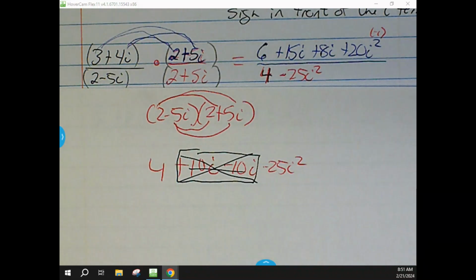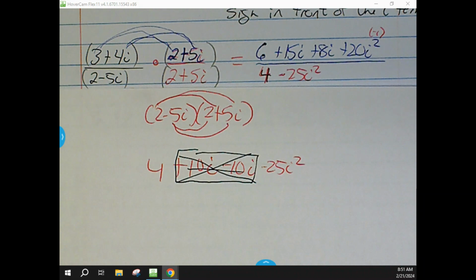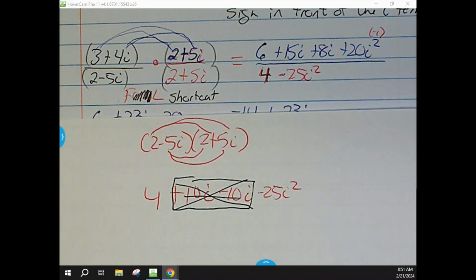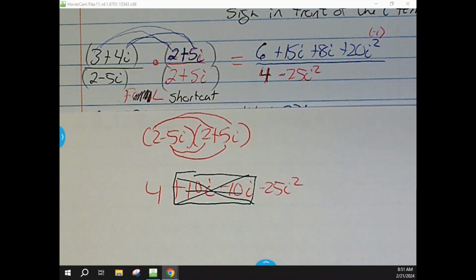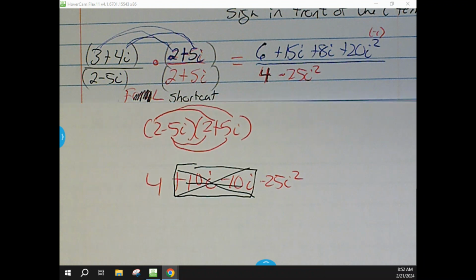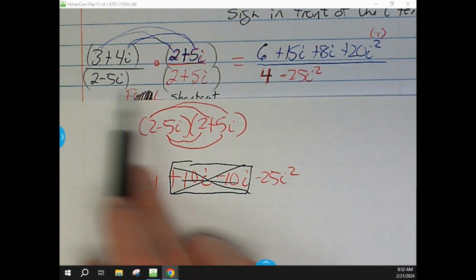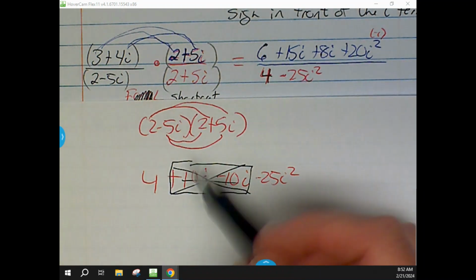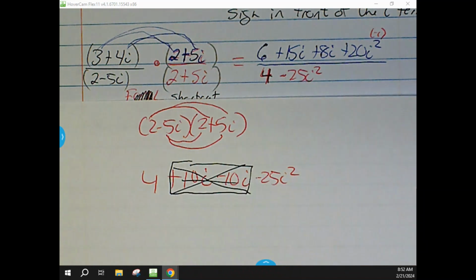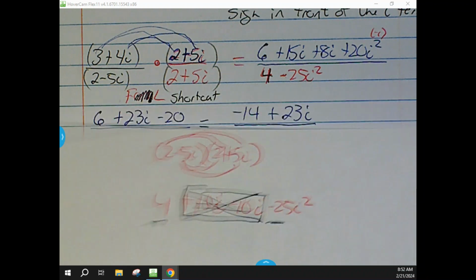So with conjugates, you still do the full method, but there's a shortcut that it's really just the FLA method. You do the first times the first, you do the last times the last. So basically you do 2 squared and you do 5 squared. And again, these two terms in the middle always cancel each other out, which just means it's the first ones and the last ones multiplied. So y'all get to cheat a little bit. You could do a shortcut here. You don't get to do the full method, you do the FLA method.